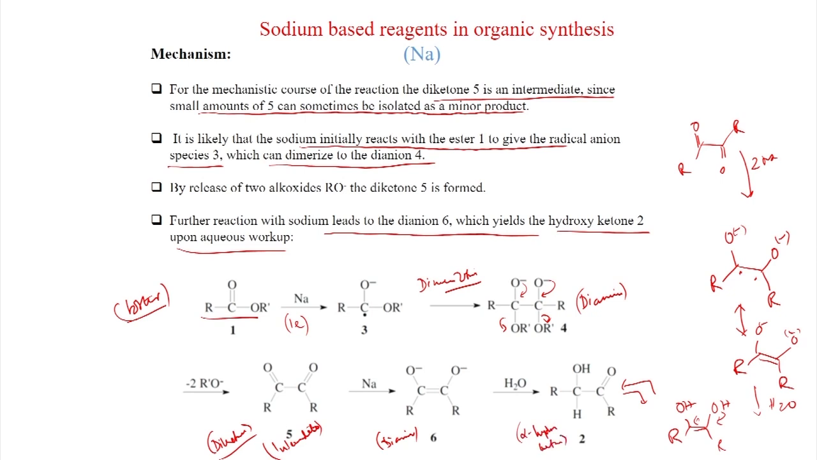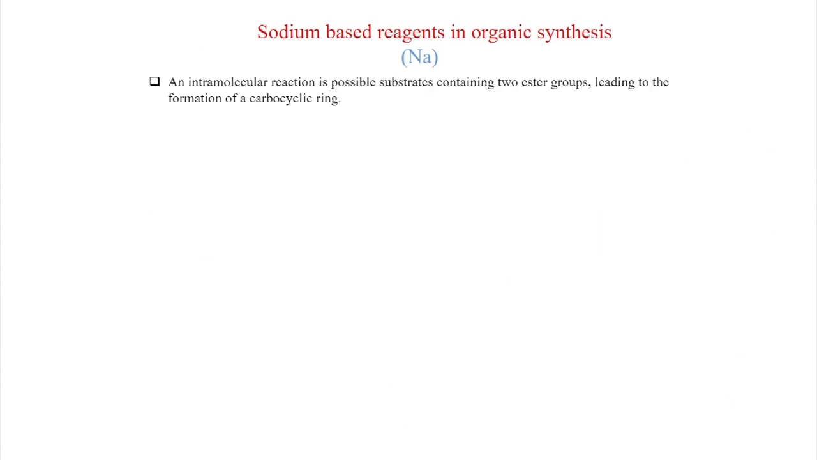So, this is the mechanism, and this is very important: dimerization, the C-C bond formation. C-C bond formation is happening, followed by elimination of two alkoxide groups to generate a diketone, and then sodium attacks again. So, 4 equivalents of sodium are generally required for this reaction, and a dianion will generate with a double bond here. Now, the aqueous workup will generate the alpha hydroxy ketone.